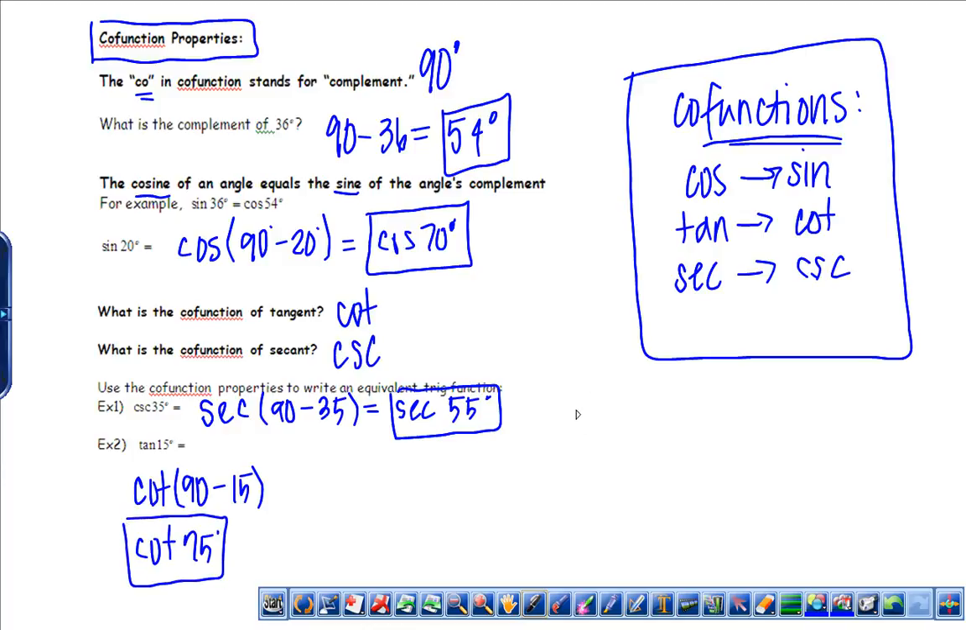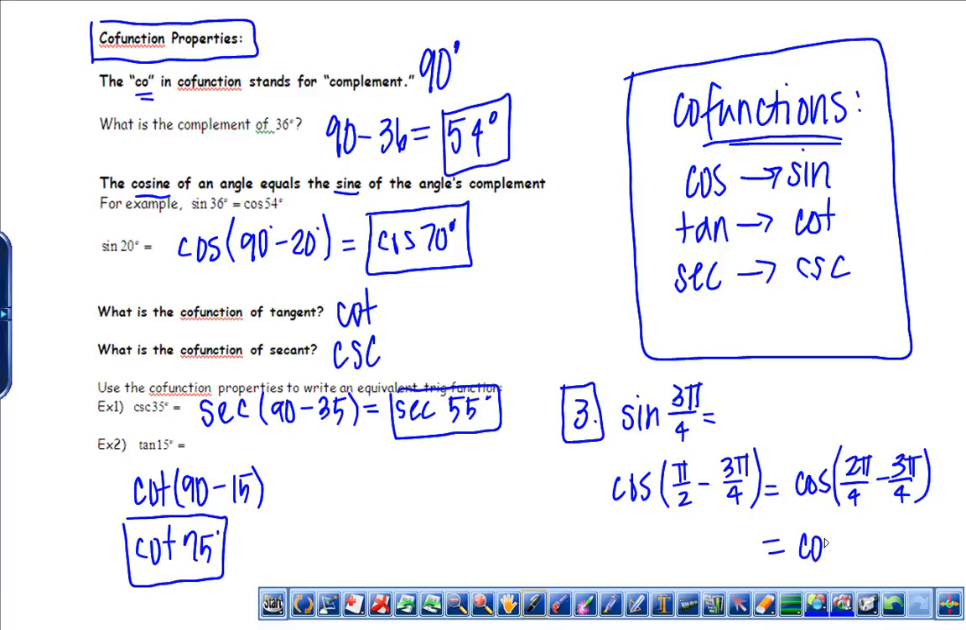Okay, this one's not on there. I'm going to do one more example. How about we do sine of 3 pi over 4. Automatically, you're going to go to cosine, and you're going to do 90 minus. So 90 is pi over 2 minus 3 pi over 4. You're going to have to find a common denominator. Your answer is going to be cosine of negative pi over 4. Just to throw our radians at you.